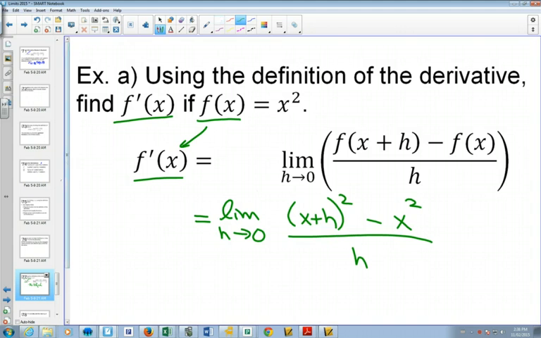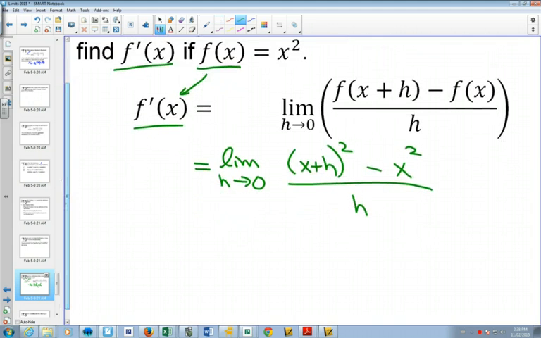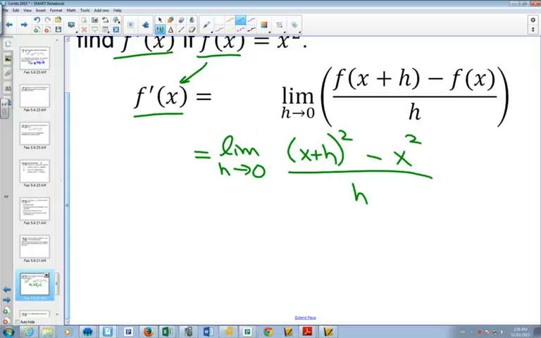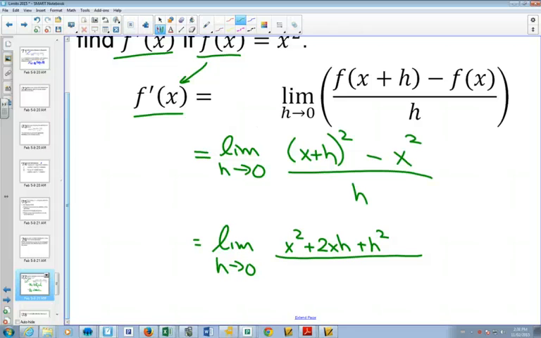Next, we use our algebra skills until we can get things to factor out. So again, I have to write the limit as h goes to 0. This will be x squared plus 2xh plus h squared minus x squared all over h. And you probably can see our like terms that cancel out nicely. Yes?